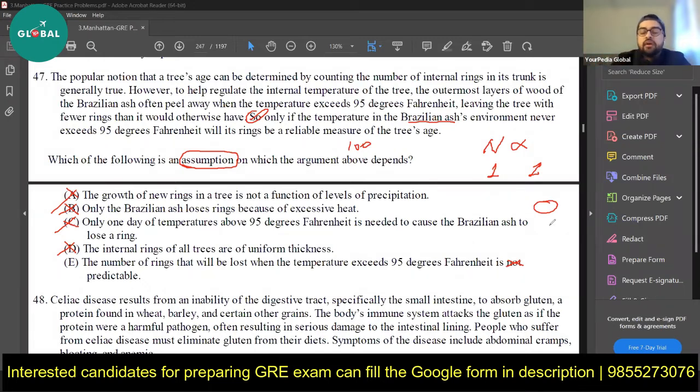So this is the assumption: you cannot predict the age if the temperature is above 95 degrees Fahrenheit. That's why this conclusion is correct. That's why we can say only if it is below 95 is it reliable. Otherwise, it's not reliable. But if you have some measure to predict the age if the temperature is above 95, then this whole argument doesn't make any sense. So this is the assumption for this argument.